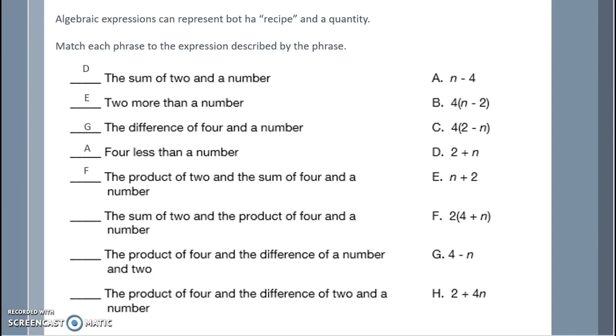The sum of 2 and the product of 4 and a number. So the sum would be our addition. So when I look at letter H, 2 plus the product of 4 and a number. The product of 4 and the difference of a number and 2. That would be letter B. The product of 4 and the difference of 2 and a number. So it's written differently.